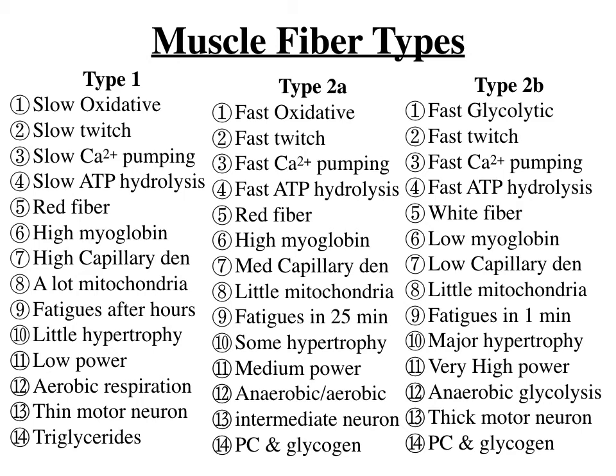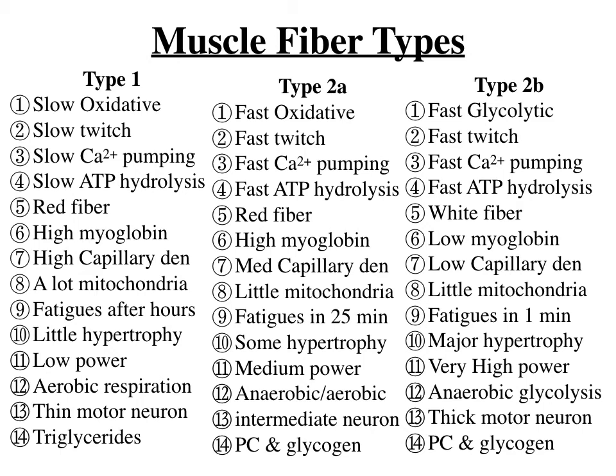Now, on the other side of the spectrum, you have the 2B. You can say white fiber, fast twitch. Slow twitch and fast twitch is just the ability to go through one single cycle. Type 1 is slow because it doesn't need to be fast. It just needs to work for a very long time. Fast twitch is able to cycle through quicker. It's also called fast glycolytic, meaning you have a whole bunch of glycolytic enzymes and not a whole bunch of oxidative enzymes to undergo oxidative phosphorylation. Okay.